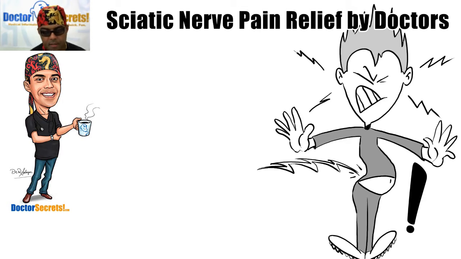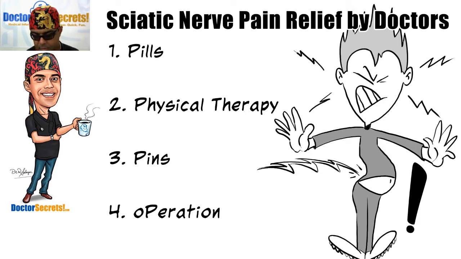Now, different treatments. Basically, I like to remember them as 4 different P's. The first P is pills. Second P is physical therapy. Then there's pins, and then there's operations. So let's start with pills.